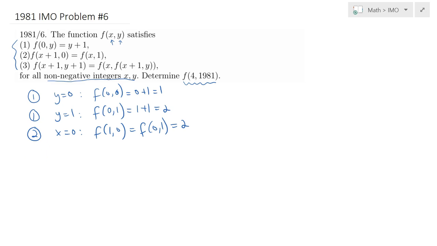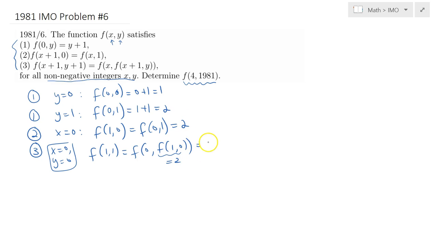Then I can continue. Consider the third expression and plug in x equals 0 and y equals 0 into that one to get f of 1, 1 is simply equal to f of 0, f of 1, 0. So that's f of 0, 2. And now we can use the first expression here. Because it starts with a 0 component for the x, that's simply 2 plus 1, which is simply equal to 3.